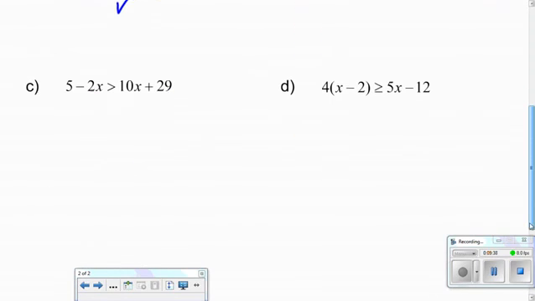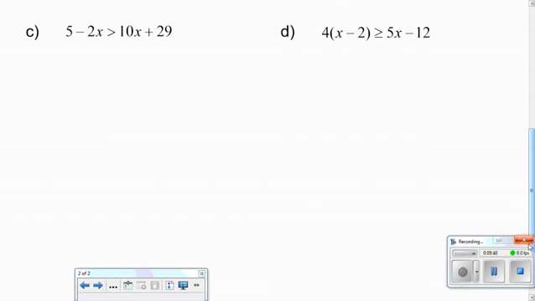All right, letter C. Again, in letter C, we have x's on both sides of the inequality, and we have constants on both sides of the inequality. So we need to group our variables together to start with. I look to the side that is going to make the variable positive, and that's by moving everything to the right. So I'm going to add 2x to both sides. So 5 must be greater than 12x plus 29.